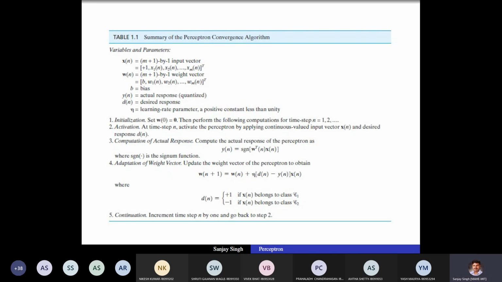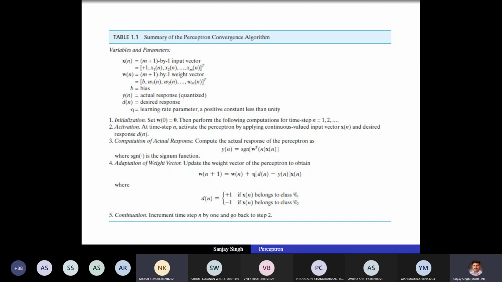Does anyone of you have any question here? Means how this perceptron learning will happen? So what does the N stand for? N stands for the nth iteration. Iteration number, you can say.